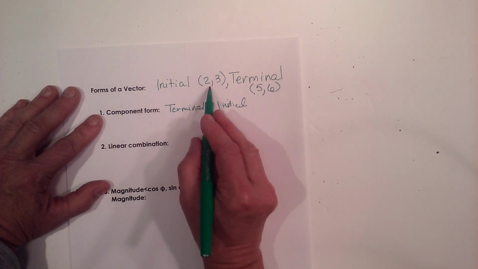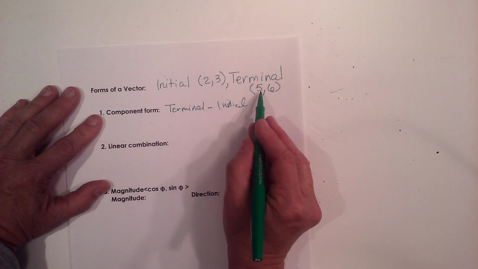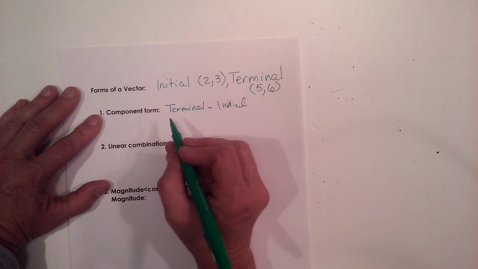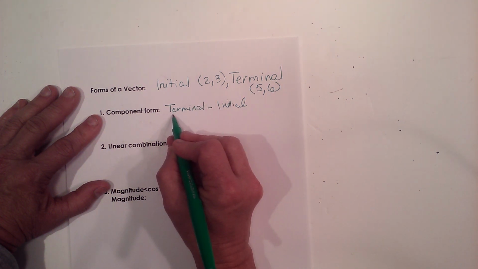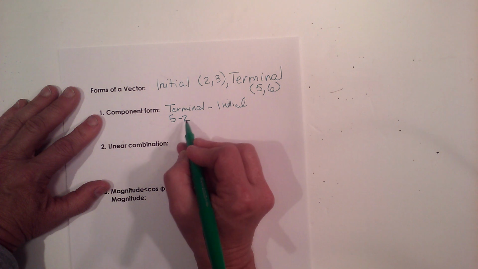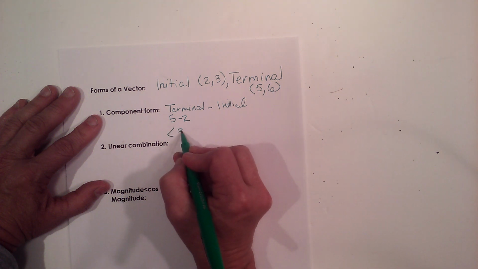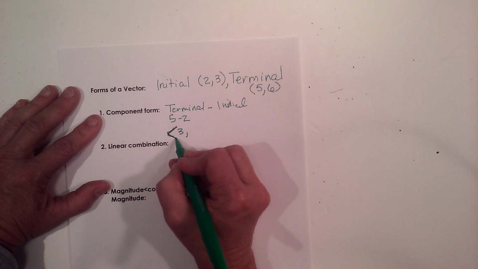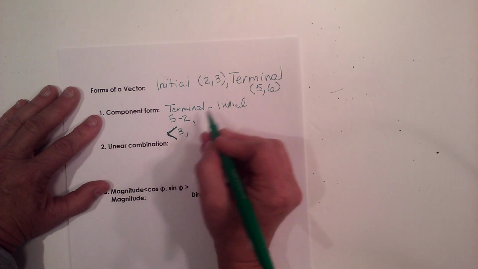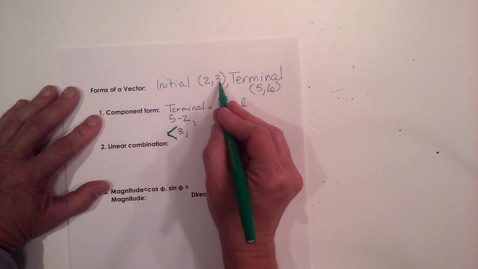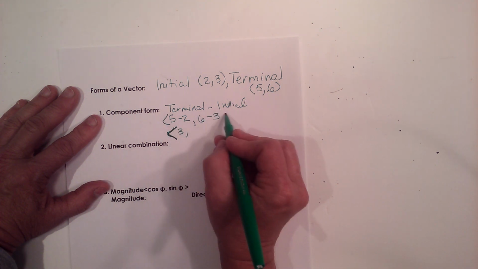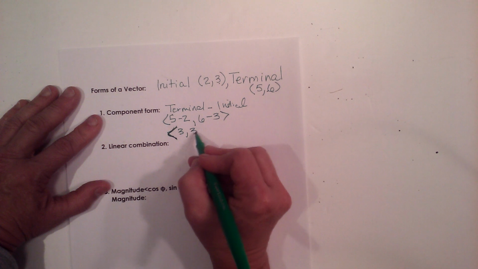So I'm given 2 points. My initial point of my vector is at 2, 3, and my terminal point is at 5, 6. So I'm going to take the terminal and subtract the initial. So I'm going to take 5 minus 2, and that is 3. And I'm going to draw my vector to indicate component form. And then I'm going to take 6 minus 3 for my vertical distance, and I get positive 3.